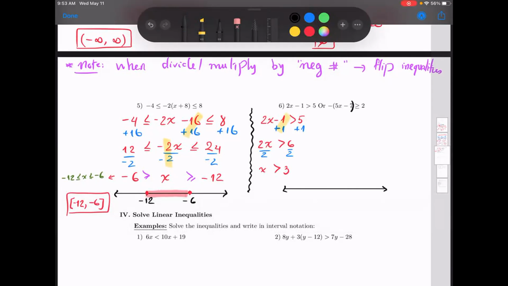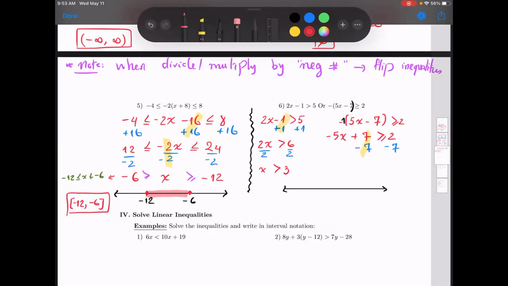I don't know which one first, so I'm gonna solve the second one. I'm rewriting this: negative quantity of 5x minus 7 greater than or equal to 2. Now, if you see the negative in front of the parenthesis, that means negative 1 times, right? So there's an invisible 1 there. And then when you distribute, negative 1 times 5x is negative 5x. Negative 1 times negative 7 is positive 7, greater than or equal to 2. Subtract 7, right? One thing at a time.